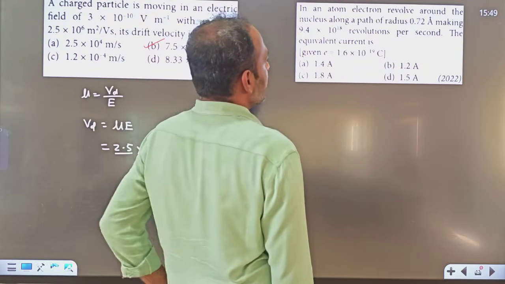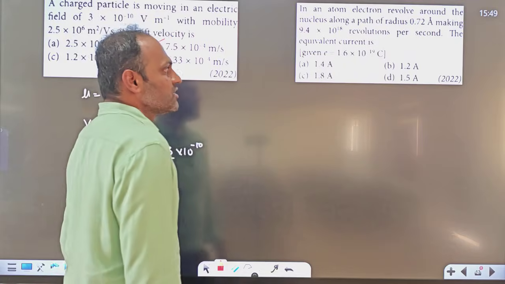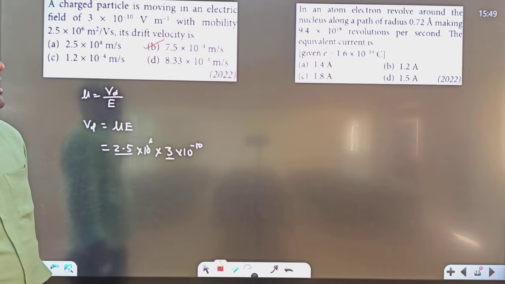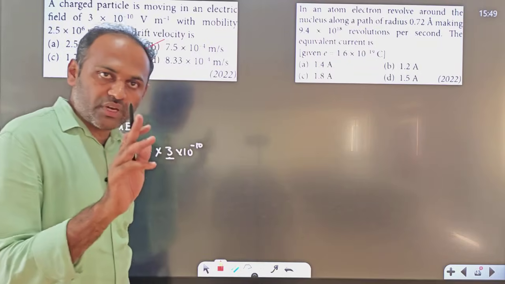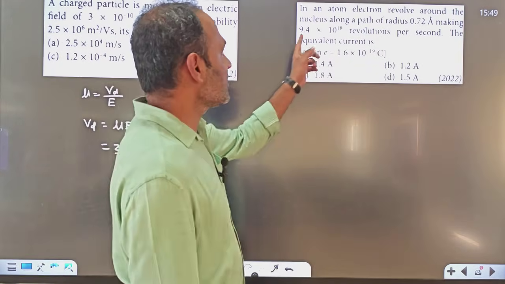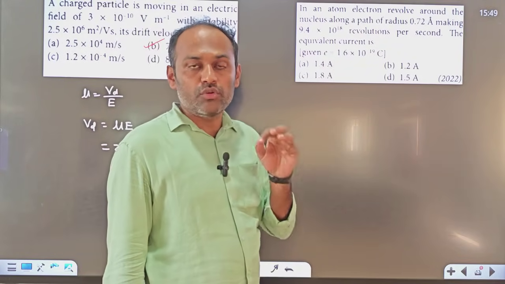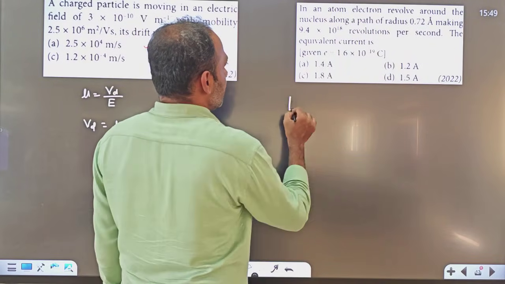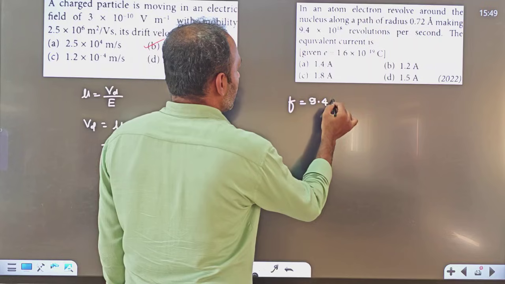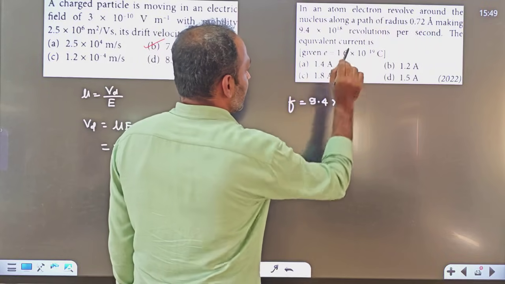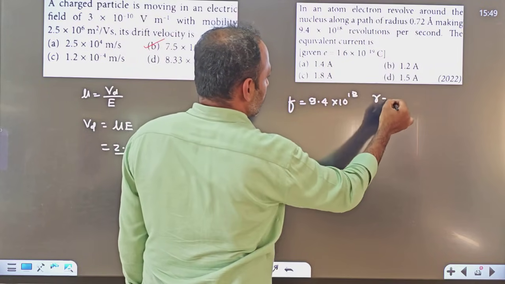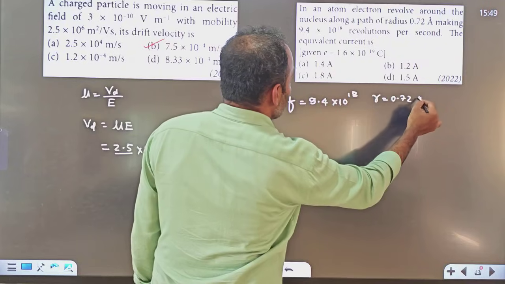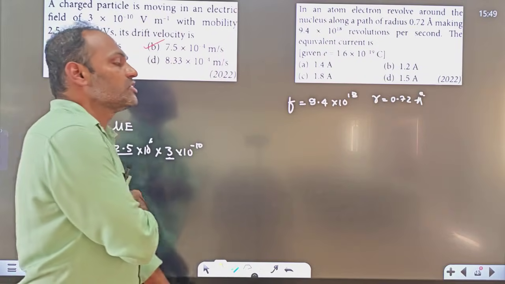In an atom, an electron revolves around the nucleus along a path of radius 0.72 angstrom, making 9.4 into 10 to the power 18 revolutions per second. Revolutions per second, whatever is given, that is frequency. So here frequency is given. Frequency is 9.4 into 10 to the power 18, correct? And radius is given, radius is 0.72 angstrom. They are asking us the current due to the revolving charge.